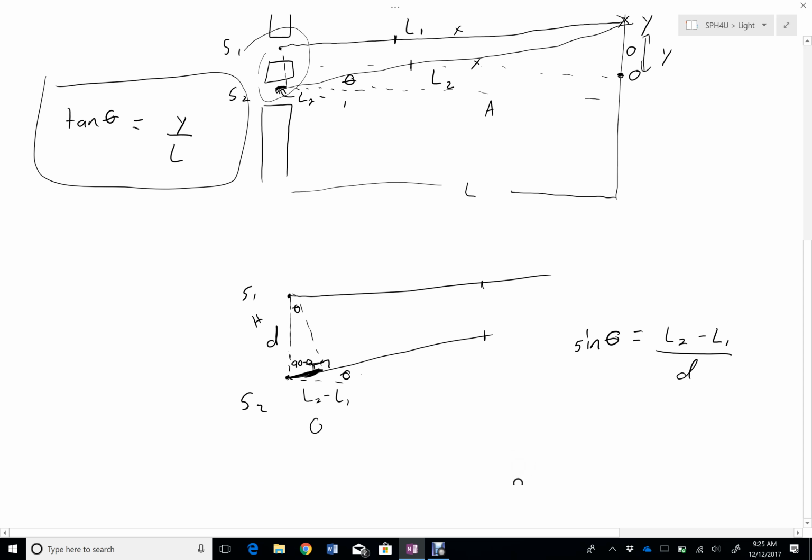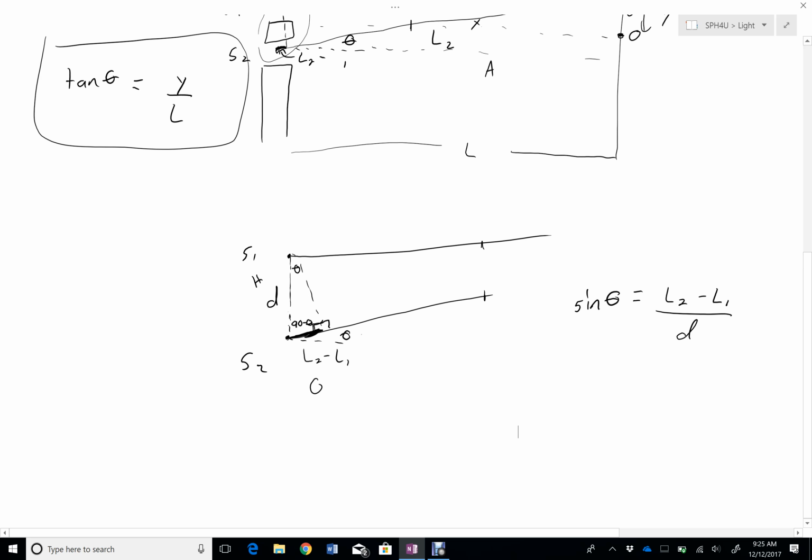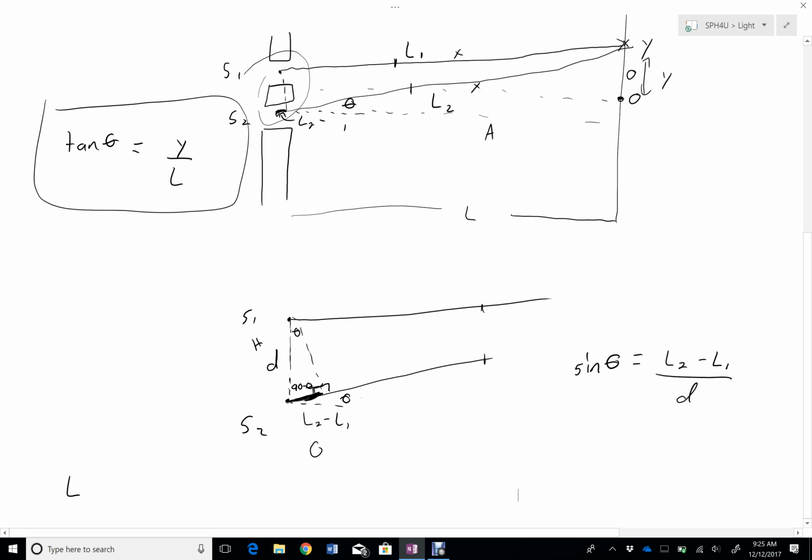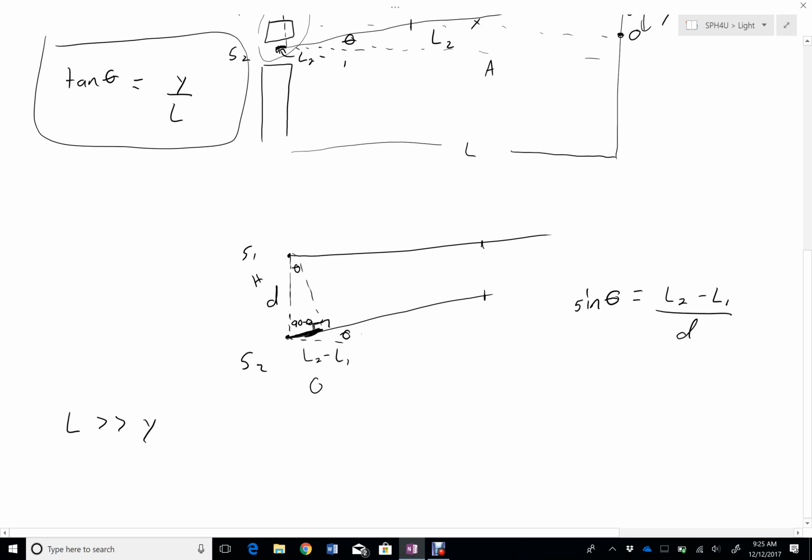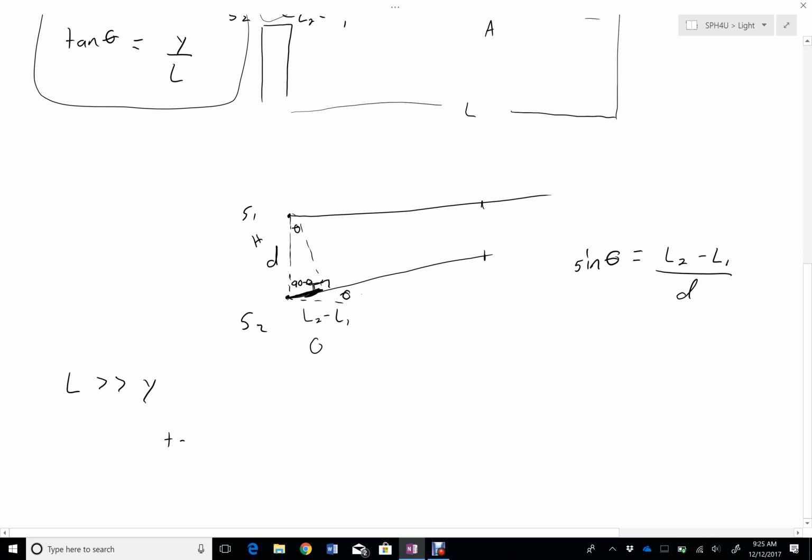Now, here, as long as the screen is far away and the distance y is relatively small, L is much greater than y, then we can say that tan theta is very small. Using that, we can make our small angle approximation.